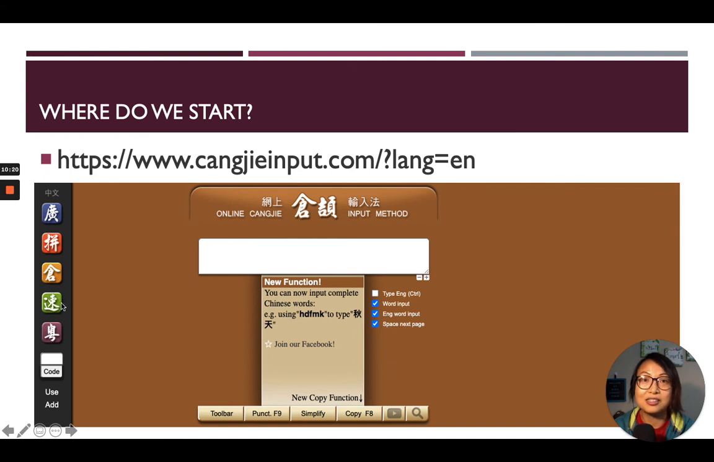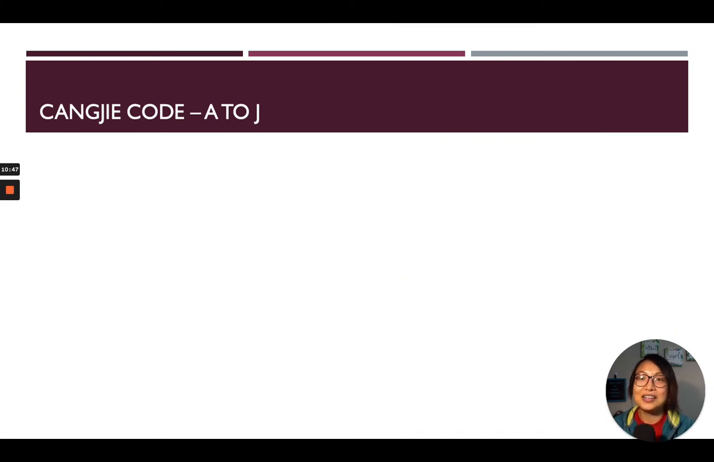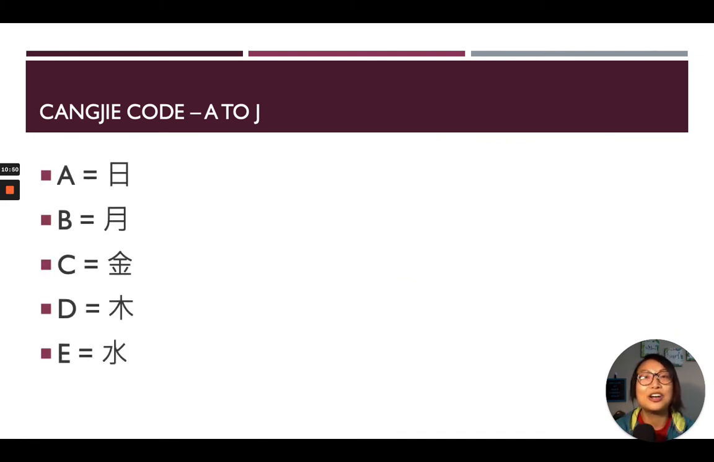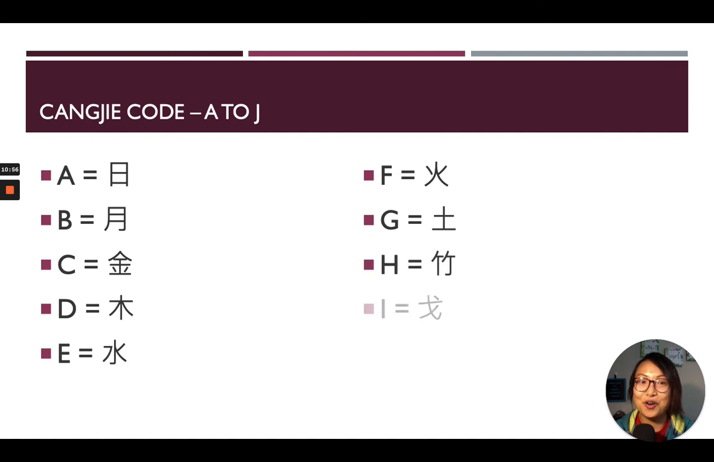Changjie is the more extended, more complete way of typing Chinese characters, whereas Quick is an easier way. After I teach you all these Changjie input alphabets, I can show you how to use Changjie and Quick to type when we see a Chinese word. One step at a time. So let's have a little reminder: A, B, C, D, E, F, G, H, I, J are yat, yud, gum, mok, shui, fo, tou, zhou, guo, sub. These are the first 10 alphabets when we are typing with the Changjie input method.